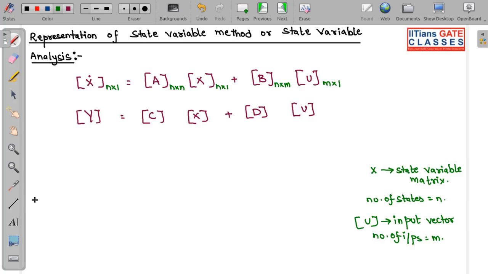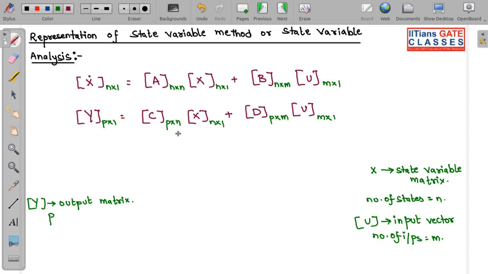Now Y is the output matrix, and let us assume the number of outputs is p. So this will be p cross 1. X is already n cross 1, and U is m cross 1. Accordingly, let us write the orders for C and D. I haven't defined what A, B, C, D are yet; let us first write the order. C will be p cross n, and D will be p cross m. Now you can see this expression will be satisfied.